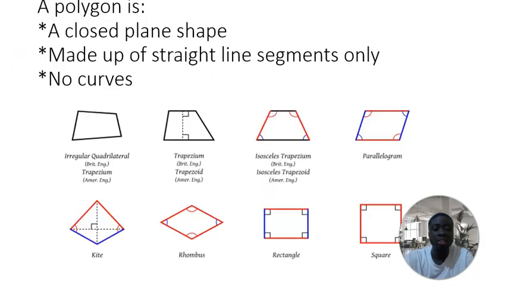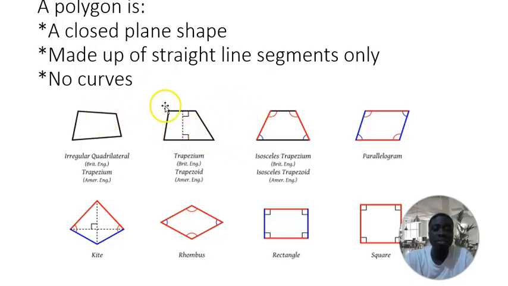Now, let's continue. A polygon is, one, a closed plane shape. Secondly, made up of straight line segments only. Then there are no curves. Yes, so all these shapes are polygons.